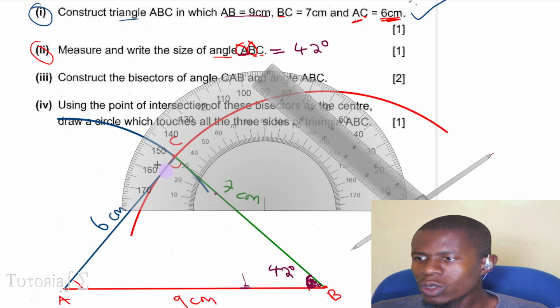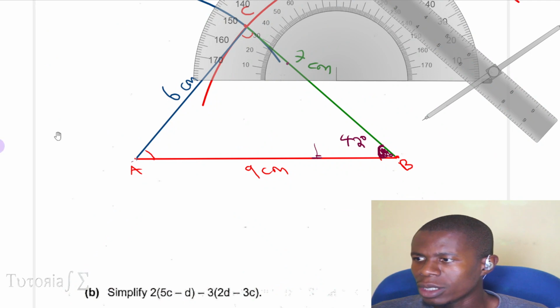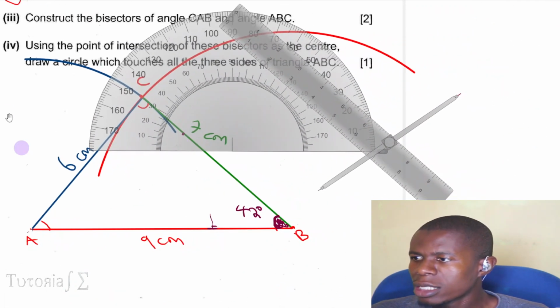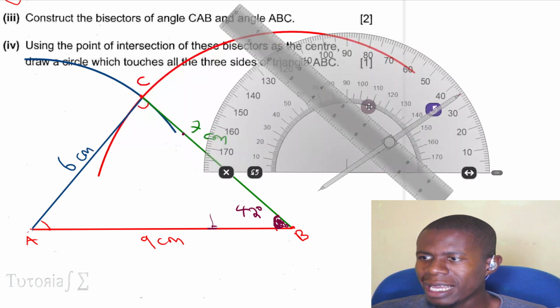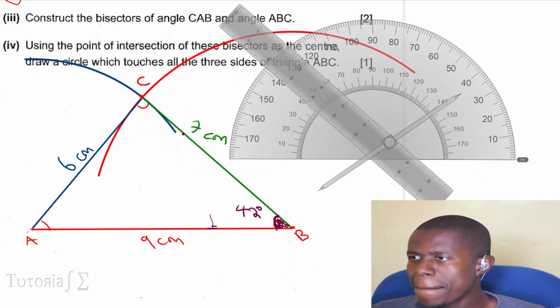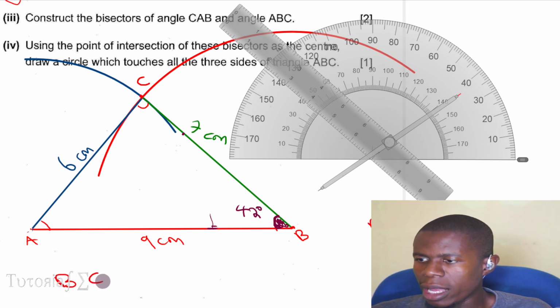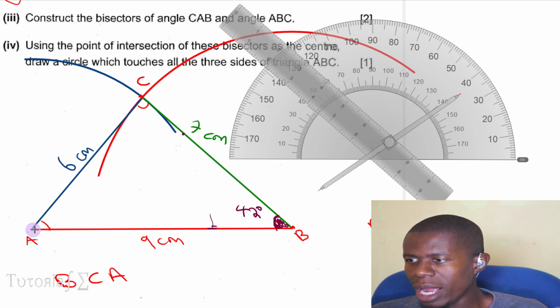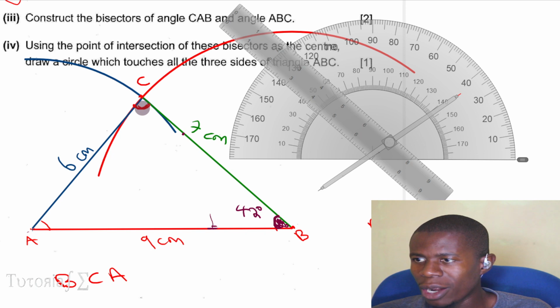Okay, suppose we were told to find the angle. Let me just move it here. Suppose you were told to find the angle B, C, A, how would you move? So you'd start from B, okay, to C, then to A. So the turning point is this one. So this would be the angle they are looking for.